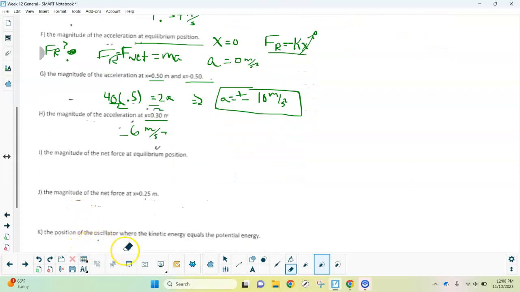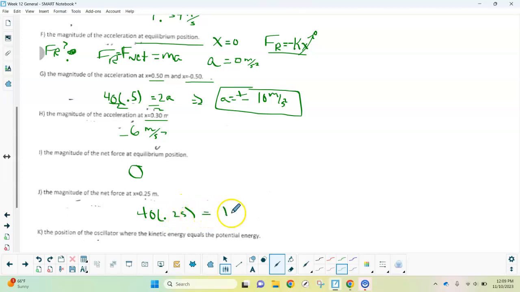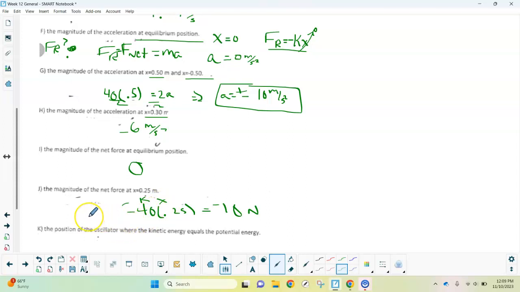The net force at the equilibrium position, that's still 0 because you're not stretched or compressed. We talked about that already. The net force at 0.25, you do 40 times 0.25 to get the force. So 40 times 0.25 is just 10 newtons. It would be a negative 10 because it's a negative kx. So that's fine for that. That was J.